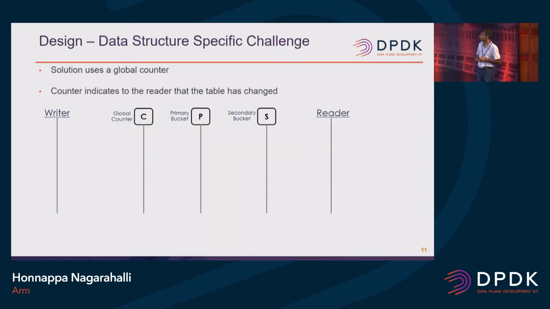So for this, what I did is, basically the writer needs to tell the reader that, hey, while you were looking up, the table had changed, and you need to repeat your lookup. That's what the writer needs to do. To do that, I have introduced a global counter.